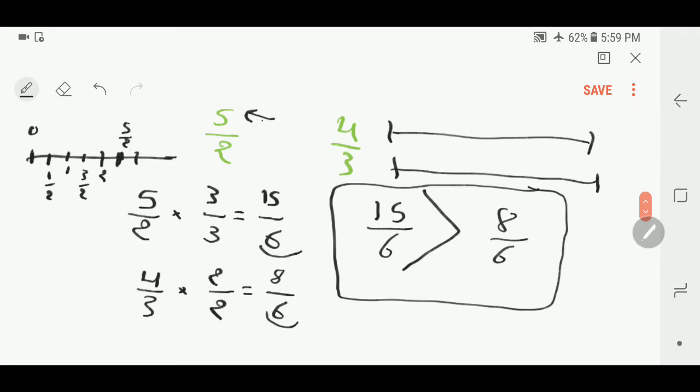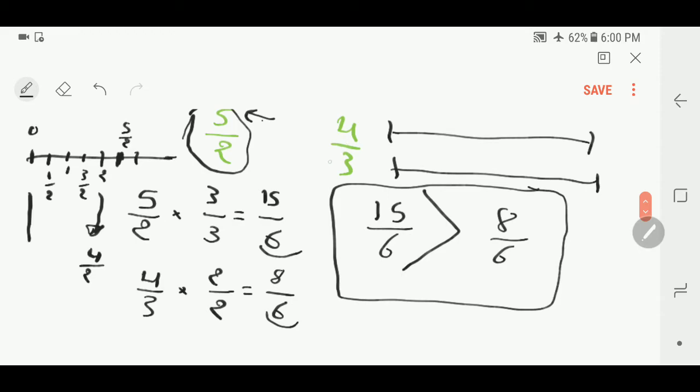So 5 over 2 is actually here. It's 1/2 bigger than 2. What's 2? 2 is the same as 4 over 2. What's the one after 4 over 2? It is 5 over 2. So that's our 5 over 2 here.